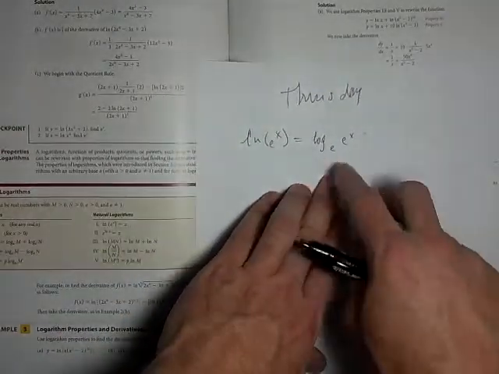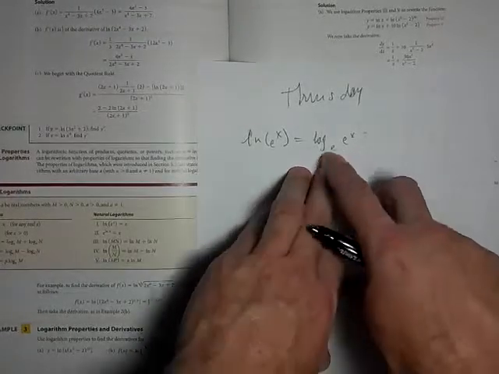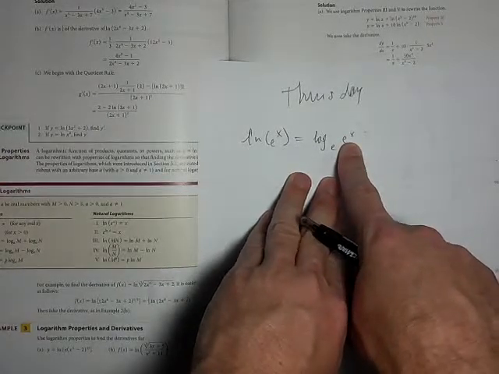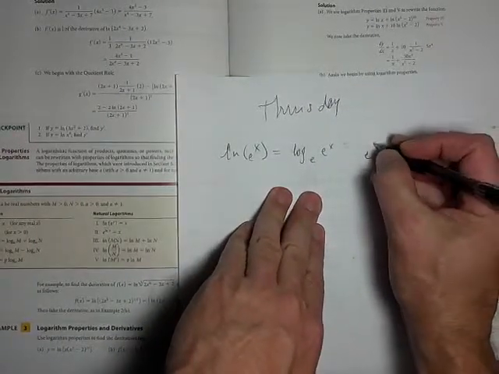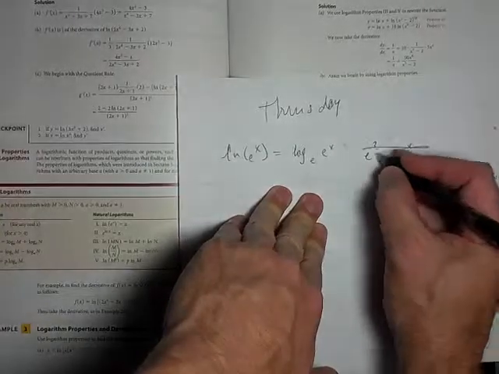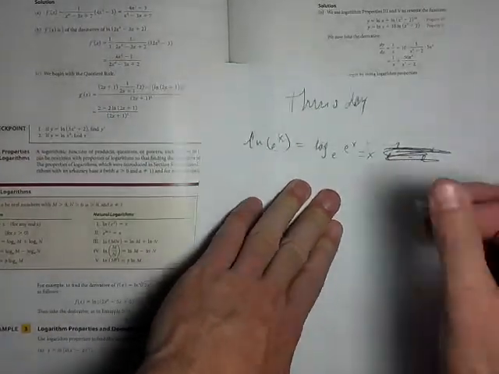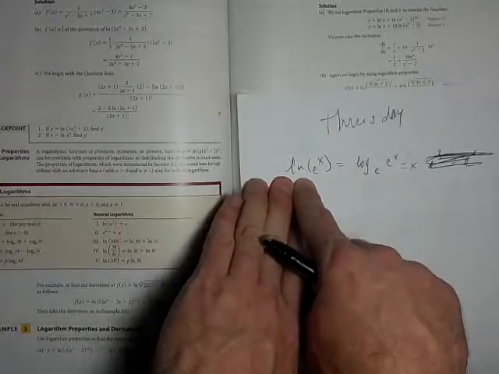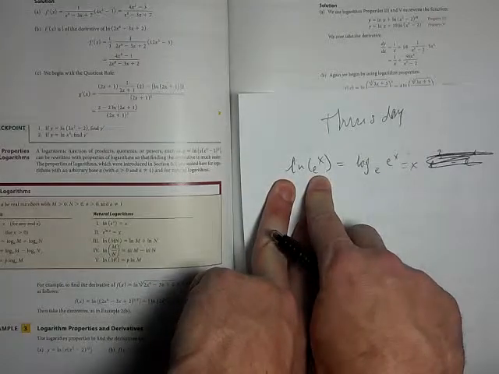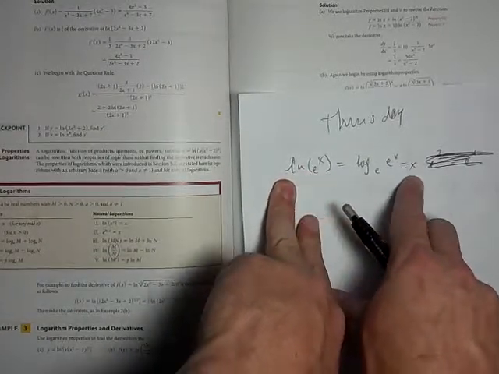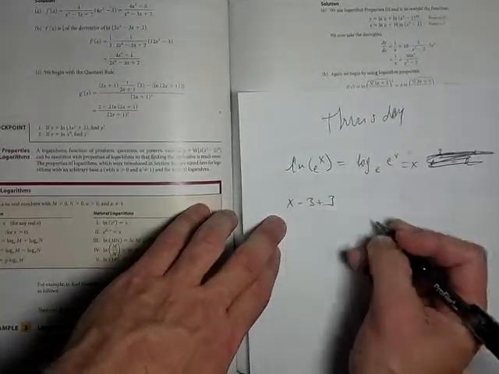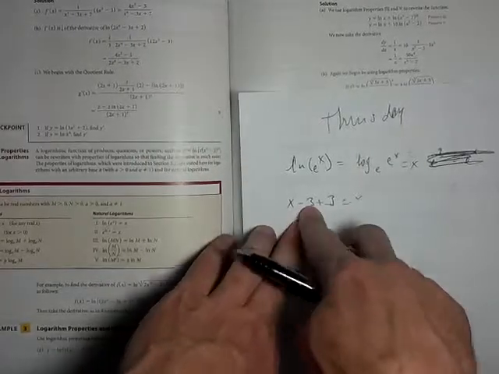What this means is, what number do we have to raise e to in order to get e to the x? Well, the answer is x, obviously. So this is just equal to x. In other words, what this shows you is that natural log undoes the exponent function. So natural log of e to the x just gives you x. It'd be the same thing as saying, what is x minus 3 plus 3? Well, it's x, right? Because the minus 3 undid the plus 3.